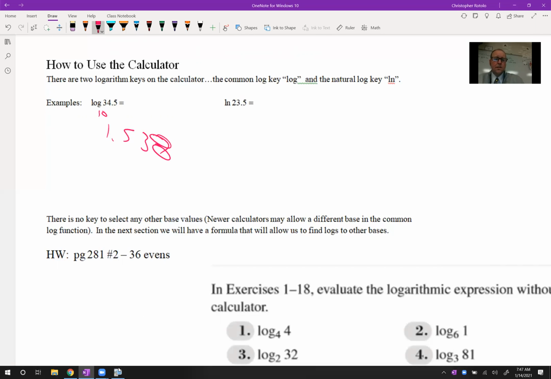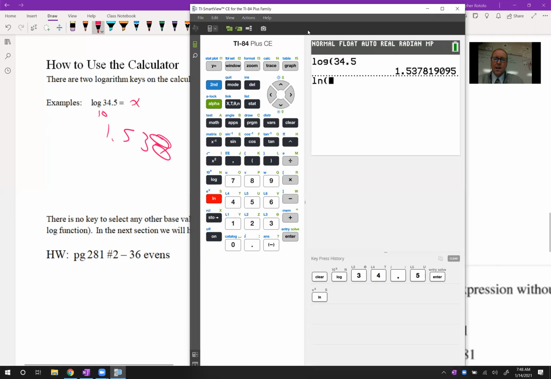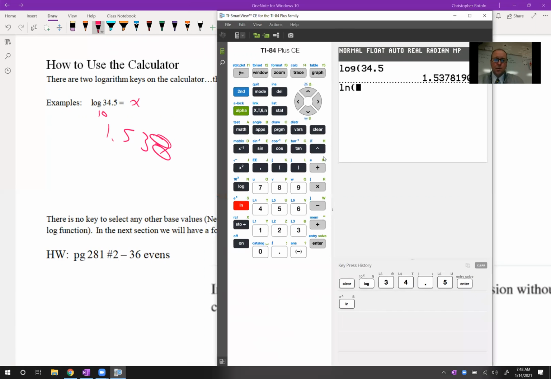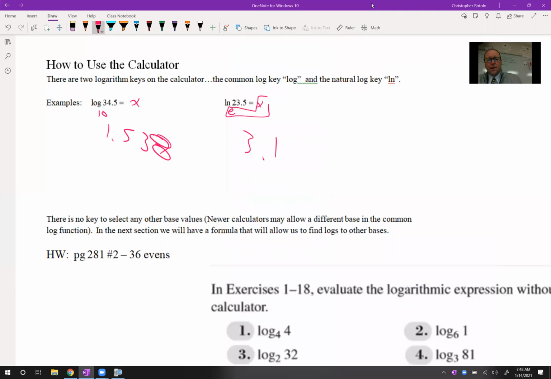Kind of. Okay, so this is 10 to what power? 10 to what power gives me 34.5? Well, it's certainly not the second power, right? Because that's 100. So it's somewhere in the middle, and that's what we're trying to find here. And this is e to what power, right? e to what power gives me 23.5. So just keep in mind e is somewhere around 3. All right, so that was a natural log. I forgot what it was. Natural log of 23.5. Okay, and we're going to get 3.157. There it is.